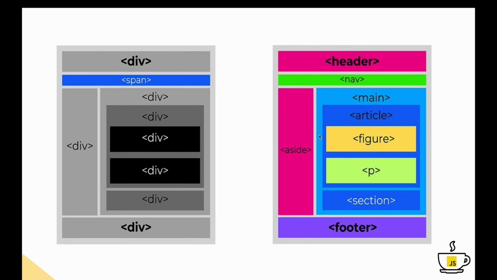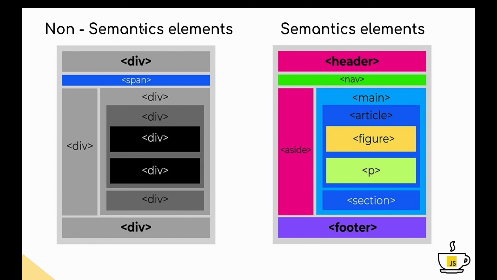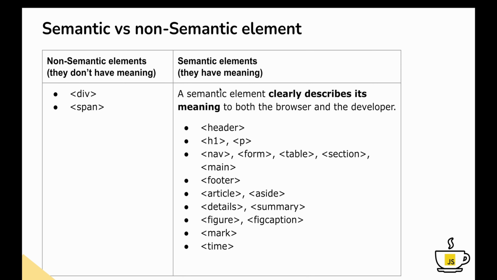So in HTML, elements are categorized into two things: non-semantic elements and semantic elements. The semantic element clearly describes its meaning for both the browser and the developer. So the semantic elements are header, h1 heading, paragraph, nav, form, table, footer, article. So all these have a meaningful name as a tag. On the other hand, non-semantic elements rely on generic tags like div and span to structure content without conveying any specific meaning. While div and span elements are manipulated extensively using CSS and JavaScript, they do not provide any inherent semantic value to the content they contain.